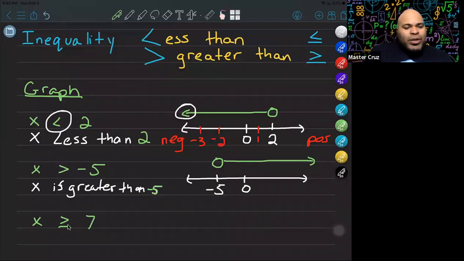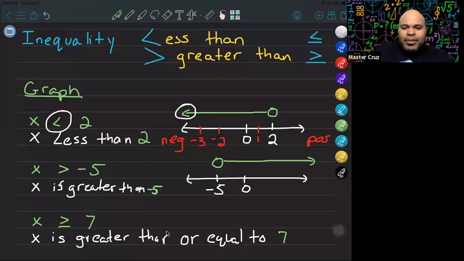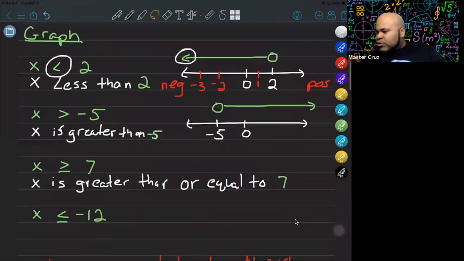Let's look at this one. Now, this one has the line under. So how do we read this one? We read this one as x is greater than or equal to 7. And this line at the bottom, that's what gives you the equal to 7, which means that when we draw our graph, now it's okay for our answer to be 7.